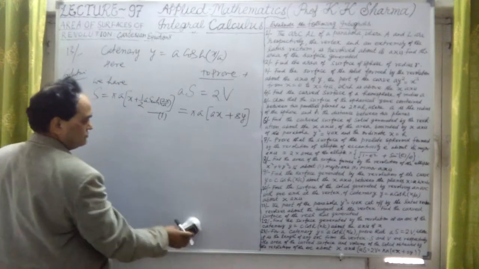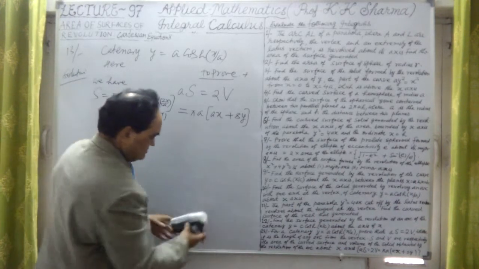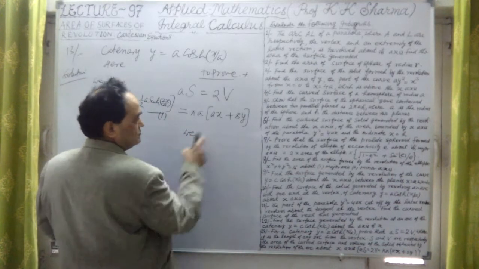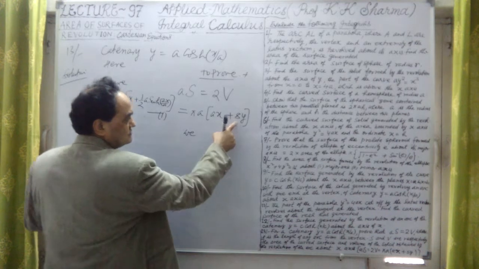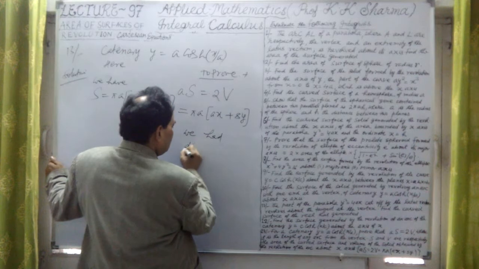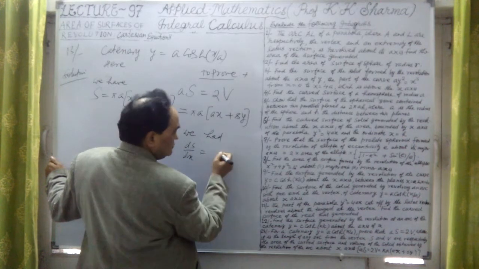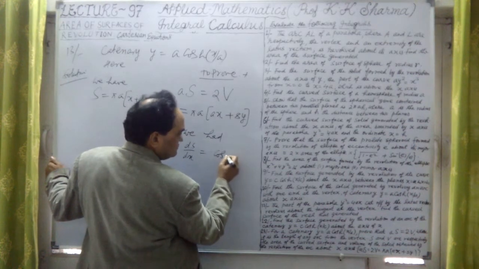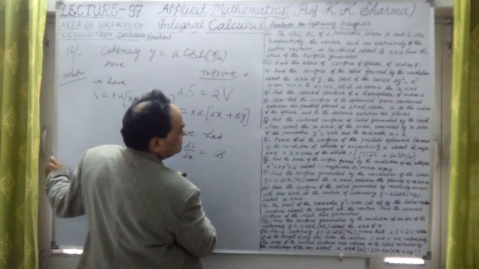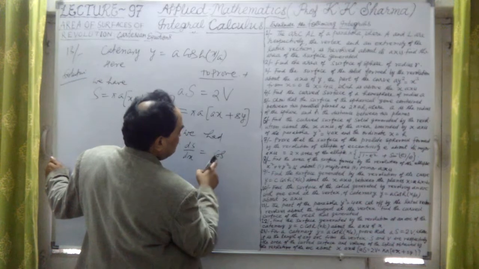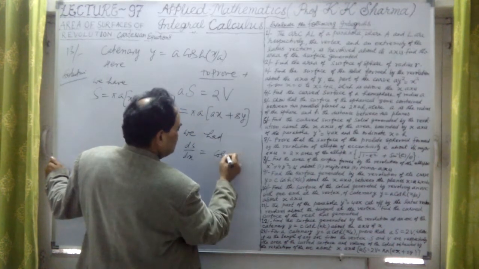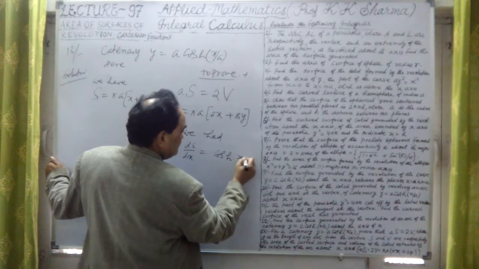So we were having ds upon dx. Watch ds upon dx. We had, this is small s we have to find out, ds upon dx equal to cos hyperbolic. Was it sine hyperbolic or cos hyperbolic? It was coming as cos hyperbolic. Why? Because differentiation of cos is sine, but 1 plus sine square is cos hyperbolic. So this was cos hyperbolic x upon A in this case.